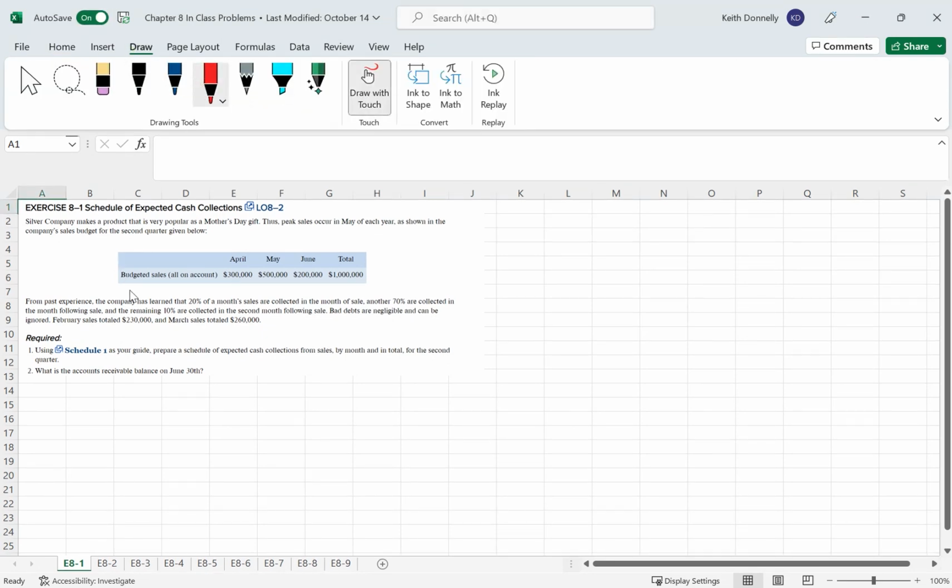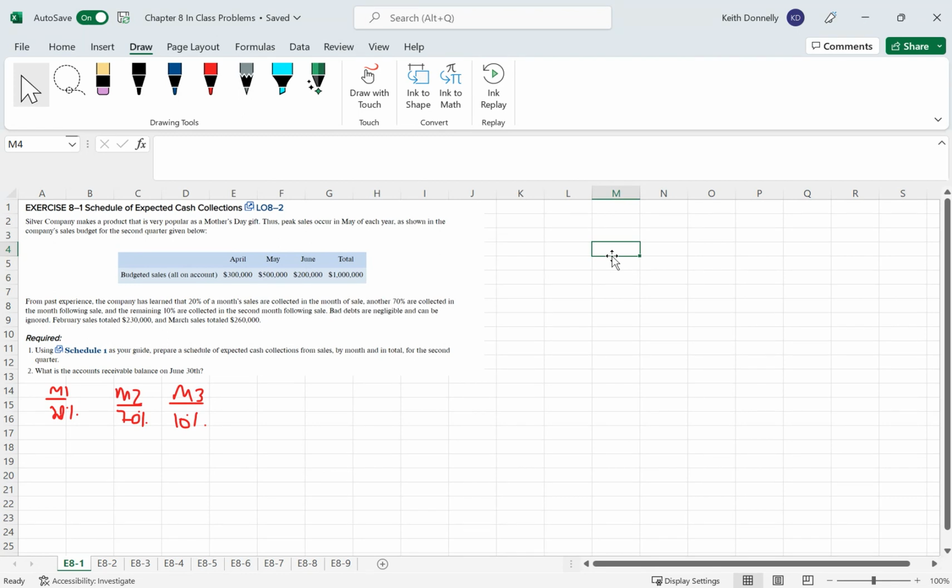Right, so if we were just looking at this, if we sell something in month 1, it looks like per these facts we collect 20% of it then, if we sell on account. In month 2, we're going to collect 70% of that month 1 sale. And then in month 3, we collect the remaining 10%. So what we're going to do here, we have to do it per month and for total.